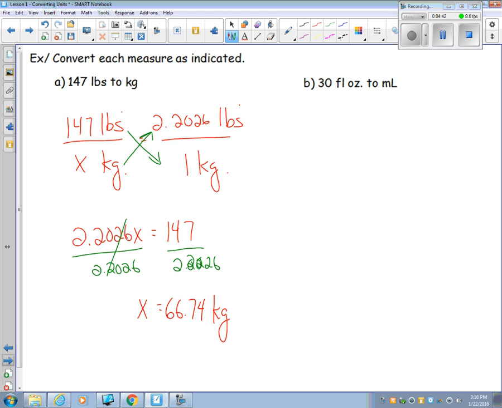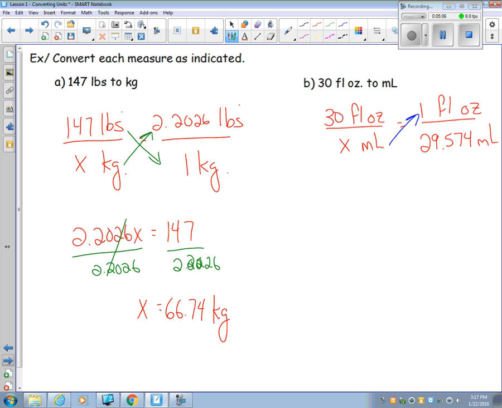If you want to try the second one yourself, go for it. Otherwise, I will take it up. Okay, so I'm looking at the ratio of 30 fluid ounces, x milliliters. I know from my table that 1 fluid ounce is the same as 29.574 milliliters. Again, we want to cross multiply here.